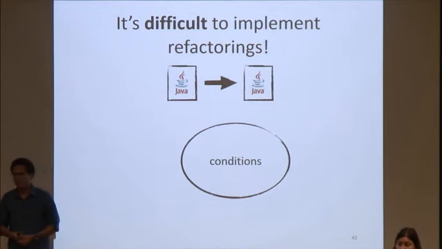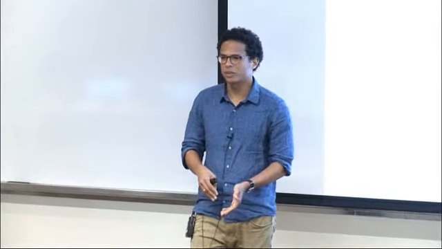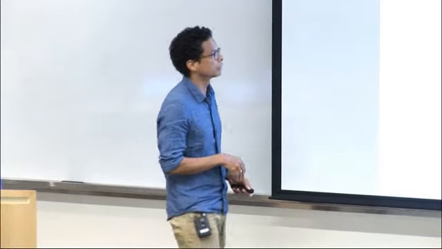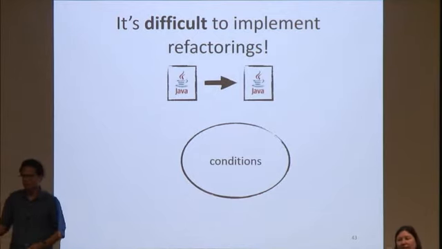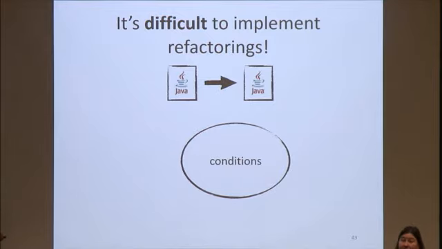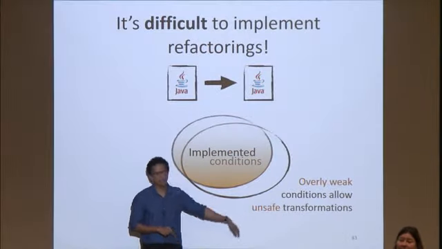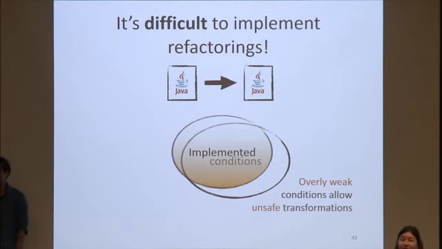Like, is there any other name in this space that will have a conflict of names if I rename this variable? There may be many conditions to check, and usually it's a challenge to prove that these conditions are correct in a complex language like Java or C#. So the developers end up implementing a different set of conditions, and we may have overly weak conditions that allow applying unsafe transformations, that is, transformations that introduce compilation errors, bug fixes or behavior changes.